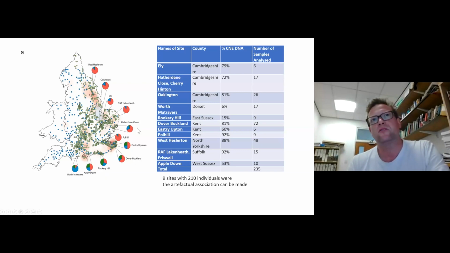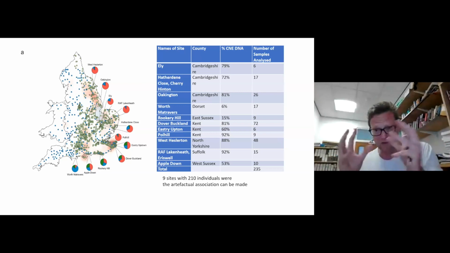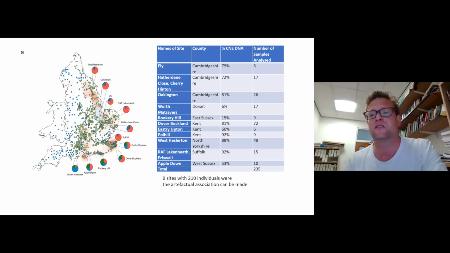What this shows here is, if we look at the east coast of the UK, so start at West Hazelton at the top, and then Oakington, Ely, Lakenheath, Hatherdean Close. Okay, so we're coming down from North Yorkshire right the way through to Cambridgeshire. We have around 75% of the individuals, or the genetics in total, the DNA in those sites, is continental Northern European.